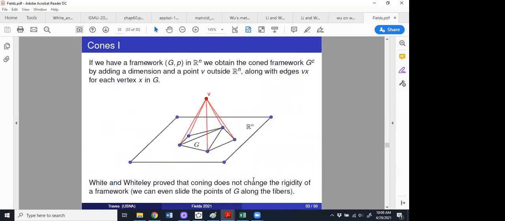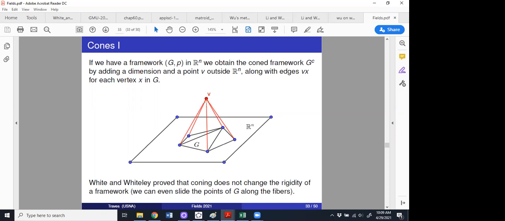Okay, so I want to just talk about a few generalities now, which I find very interesting. These are things that I learned from Walter's paper with Tony and Bernd, the survey paper that's out on their website now. So if you have a framework in, let's say, n space, so this is G sitting here, I've drawn it like a plane, but I'm thinking of it as n space.